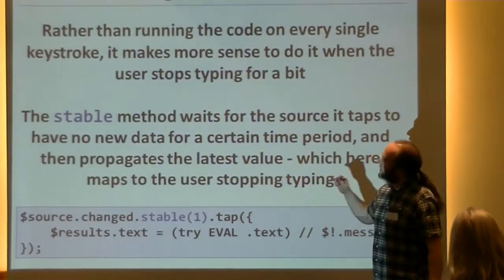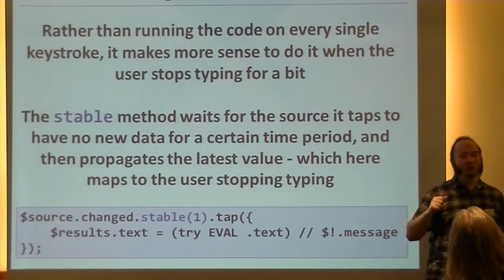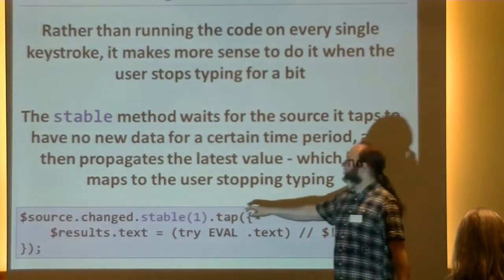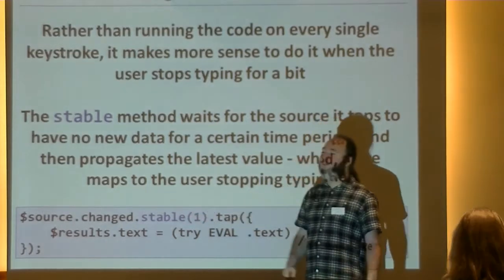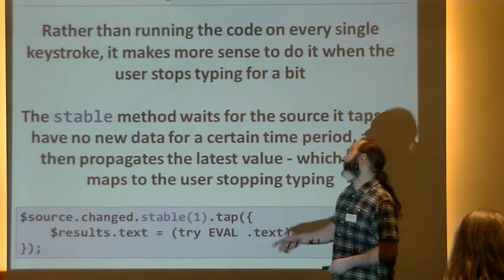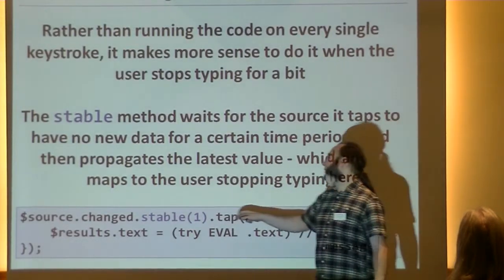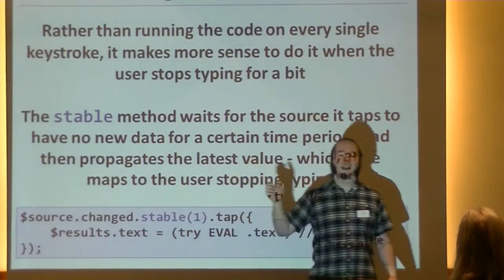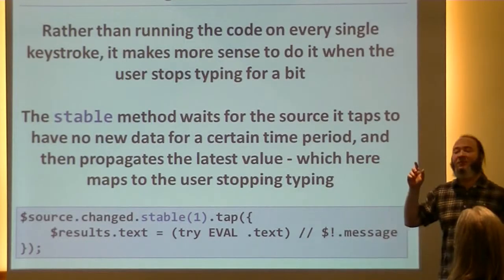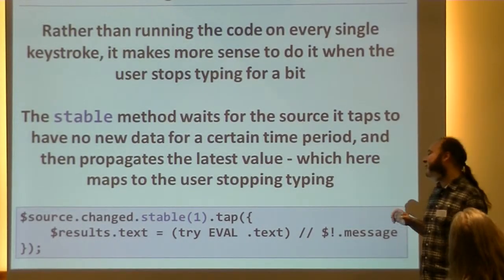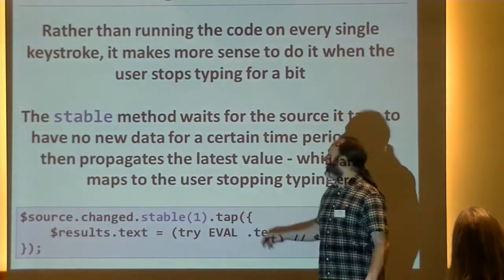Solving the problem of needing a value that hasn't changed for a certain amount of time is abstracted away into the stable method. So you say, I have this source of changes to the text box, and I want a stable value in the text box for 1 second. So you wait for a second for the value not to change. That solves the first problem.